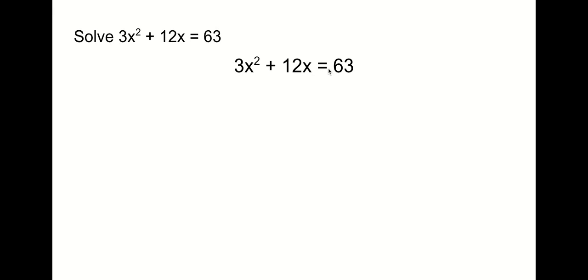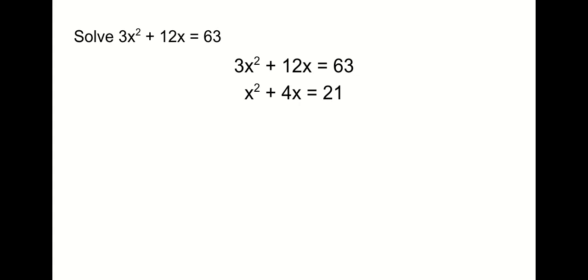The equal sign opens up a ton of options here. So all I can do to get rid of the 3, or all I need to do, is divide everything by 3. Divide 3x squared by 3, 12x by 3, and 63 by 3. And I'll get x squared plus 4x equals 21. So when you're given an equal sign, you don't actually have to do that factoring thing to complete the square. You just have to divide through by the leading coefficient.